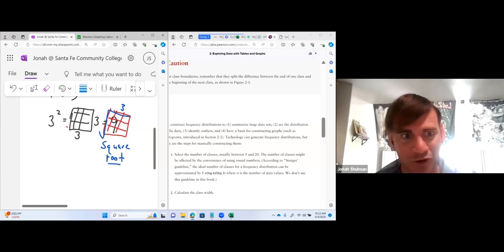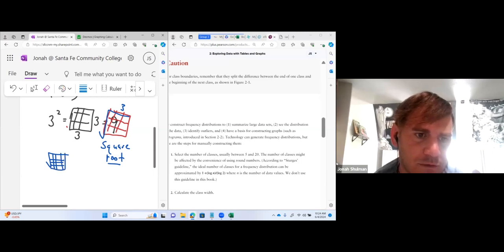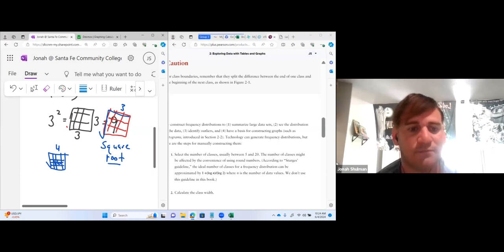However, what if we have like square root of 16? I'll do one more example. So here's a box of 16 squares, right? What does one side have to be? 4, because 4 times 4 gives you 16.